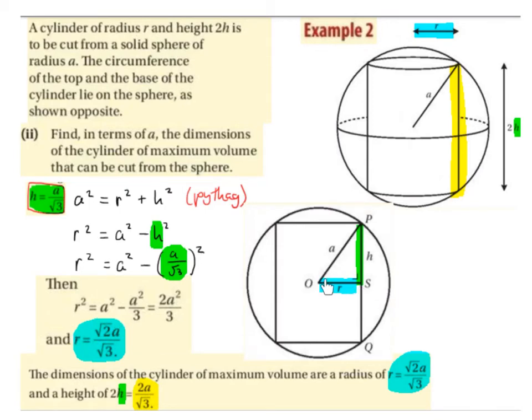So now we know what R is, the radius. So the dimensions of the cylinder of maximum volume are a radius of R equals root 2A over root 3 and a height of 2H, which equals 2A over root 3. So the cylinder has a radius of root 2A over root 3 and a height of 2 times H, and since H was A over root 3, 2 times that is 2A over root 3. So this is the height now of our cylinder.